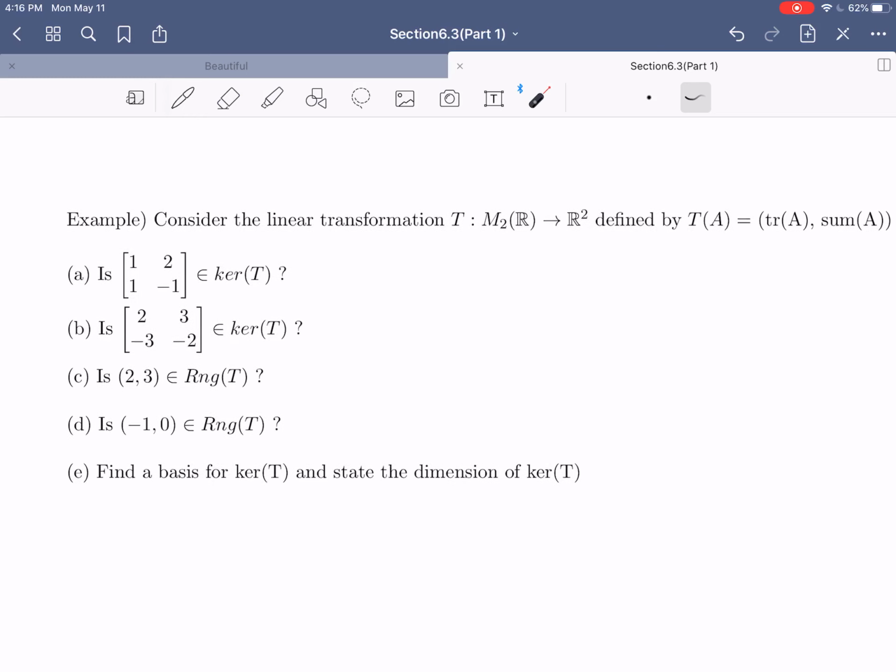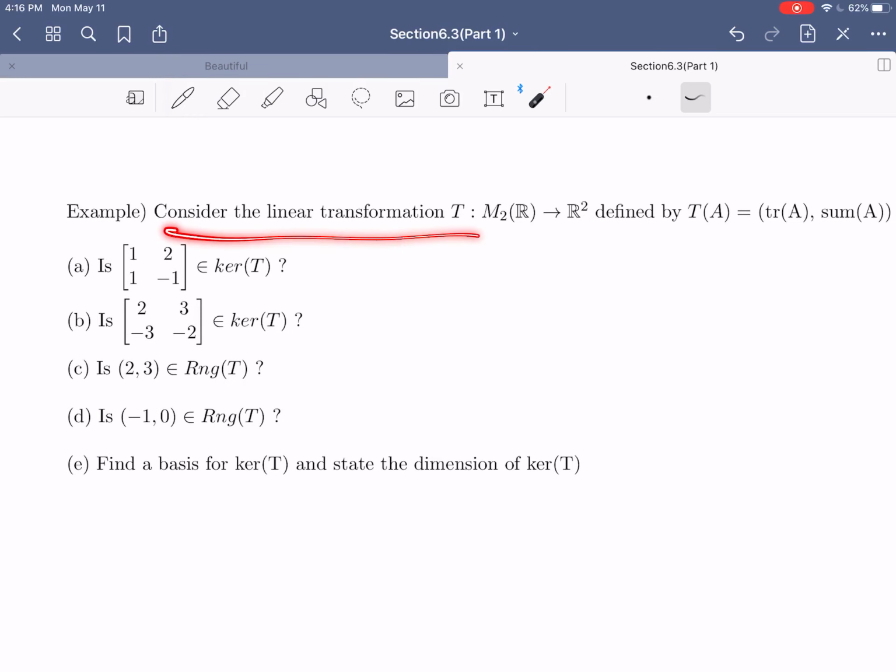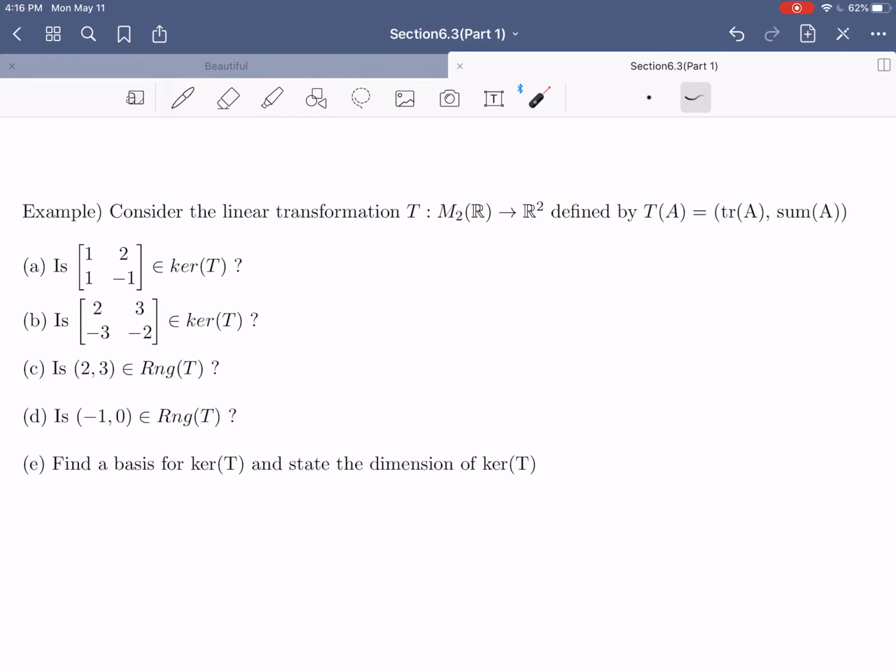All right, as a quick example, let's consider this linear transformation. We're not going to prove this is a linear transformation, but you could easily do that. The linear transformation takes 2 by 2 matrices and maps them into R2 by doing this transformation. You apply it onto a matrix. The first component of the resulting vector is the trace of the matrix, and the second component is the sum of the matrix. And remember, the sum of the matrix is just summing up all the elements.